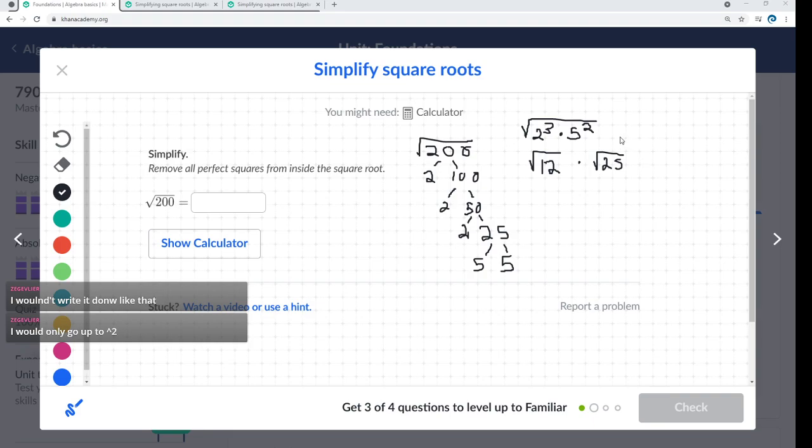You would not write it down. You would only go up to 2.